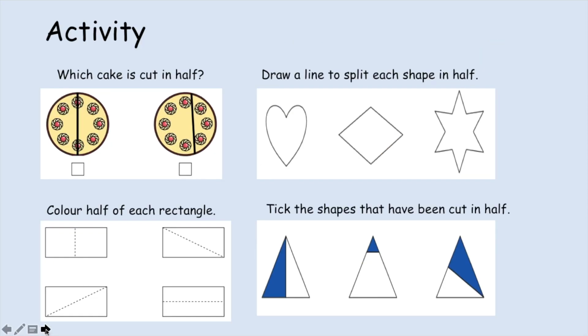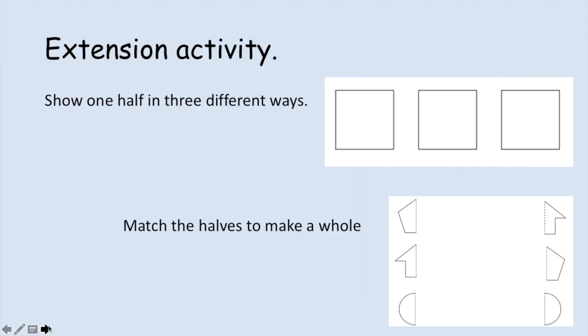Now here is your activity. So everybody, you are completing all of the activities today. Which cake is cut in half? Draw a line to split each shape in half. Colour half of each rectangle. Tick the shapes that have been cut in half. And here is the extension activity. Show one half in 3 different ways. Match the halves to make a whole.